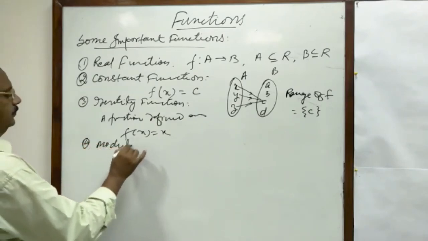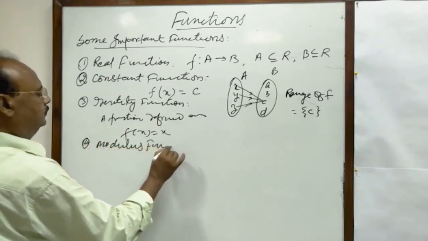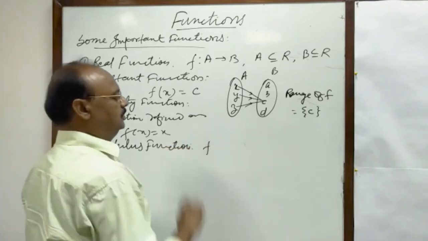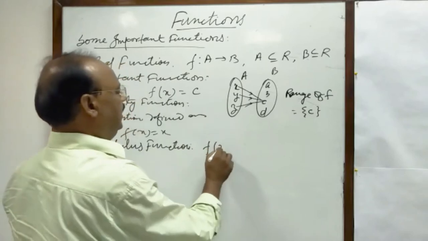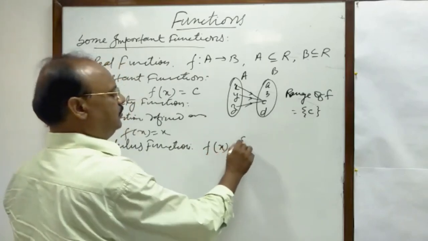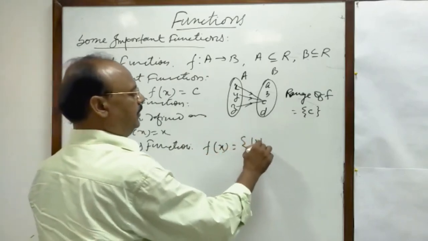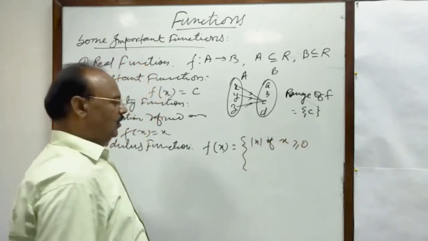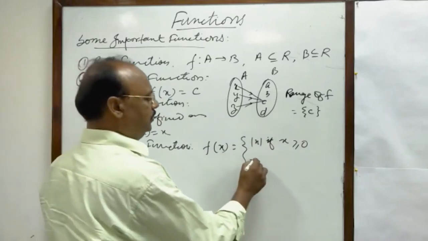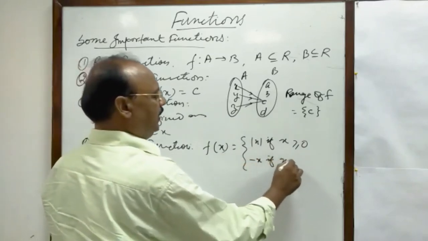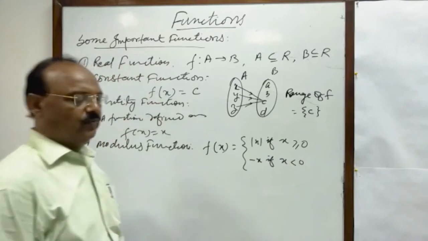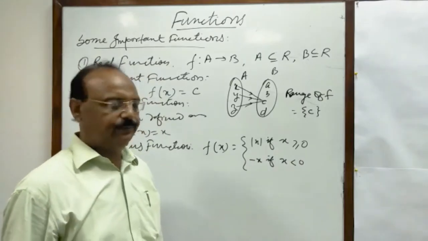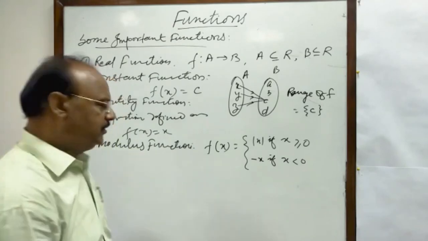modulus function. A function f which is defined as f(x) is equal to mod of x if x is greater than or equal to 0, and this f(x) is equal to minus x if x is less than 0, then this function is called modulus function. Next function is reciprocal function.